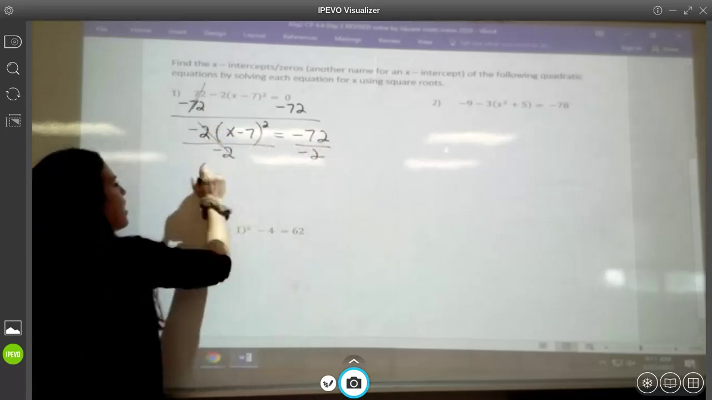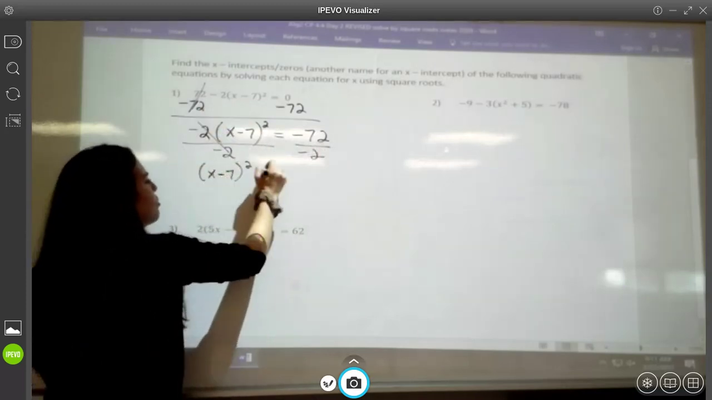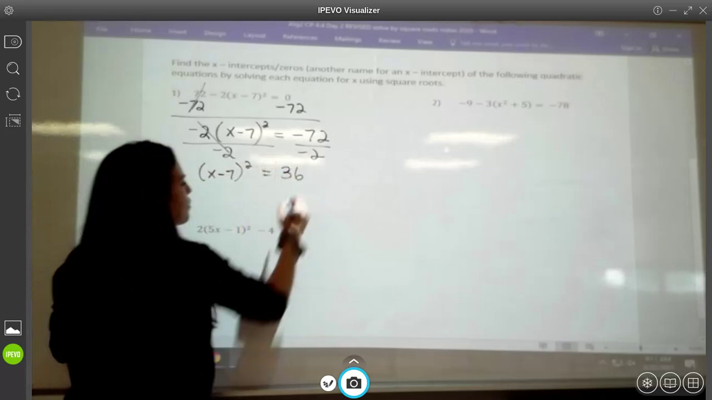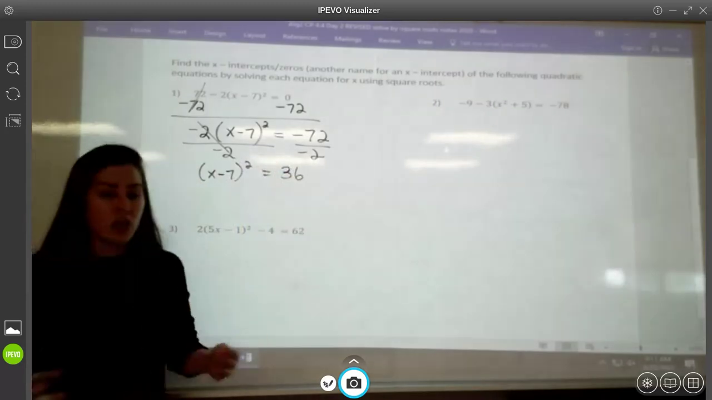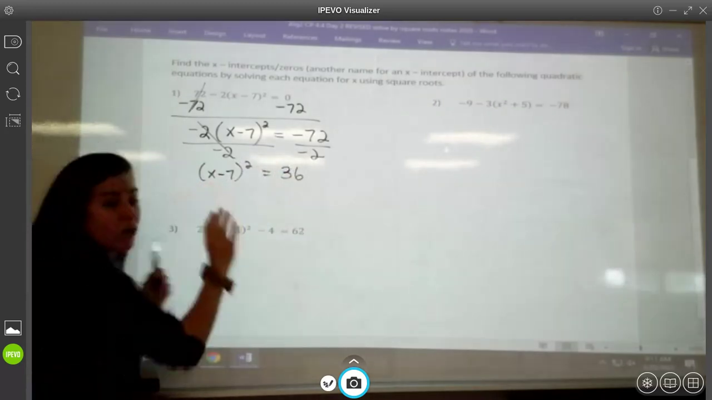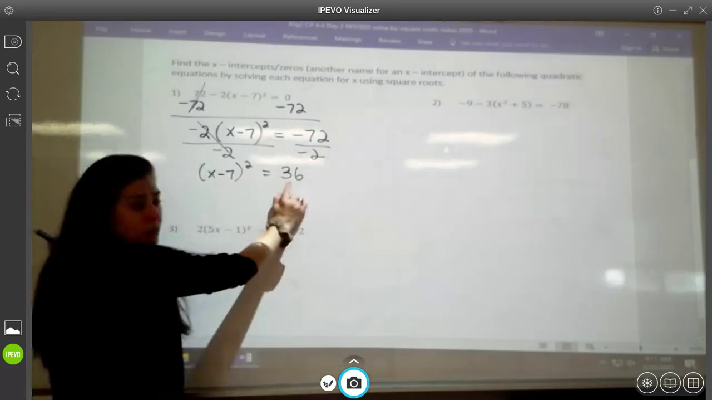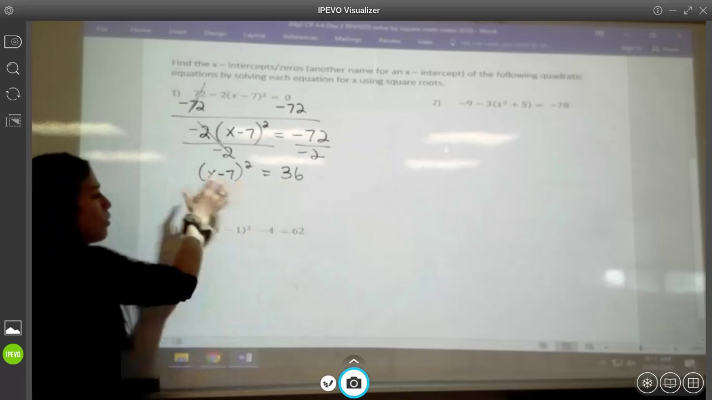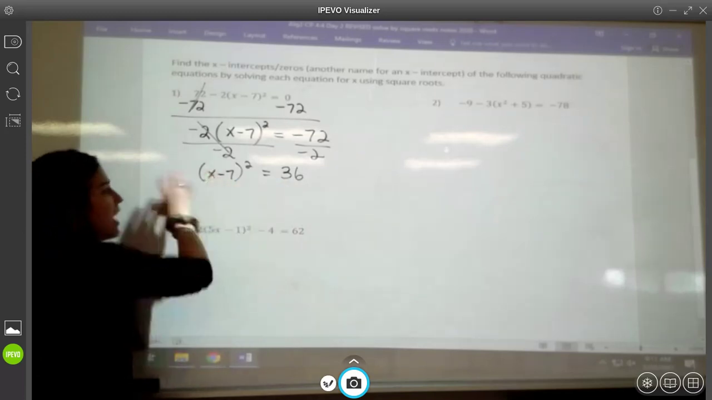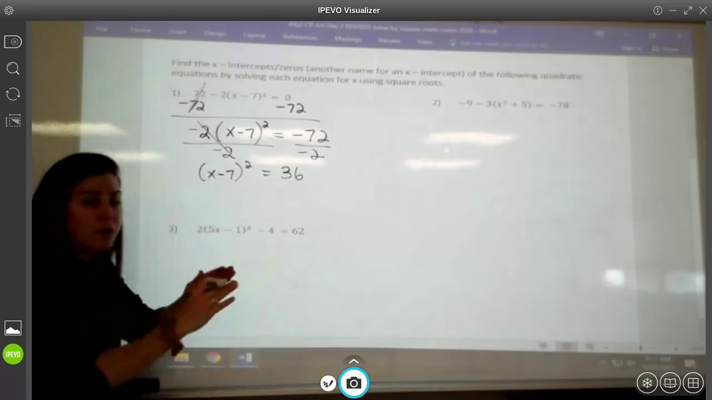All right, and then you're left with (x − 7)² = 36. Okay, so guys, look, we're trying to find an x value, or x values, that when you subtract 7 from it and square it, you end up with 36 as your answer. So to find out what number that needs to be, we have to unsquare it. So square root both sides.